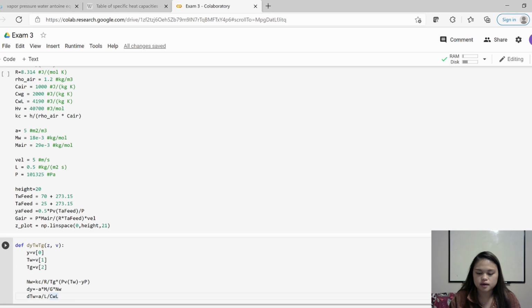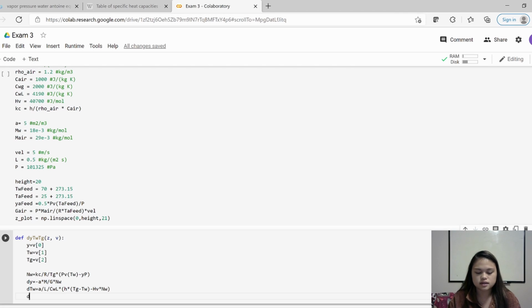And then multiplied by the heat transfer coefficient multiplied by that driving force, so that temperature of the gas minus the temperature of the water. And then subtracted by the heat of vaporization multiplied by the molar flux. Now for the last one is the temperature of the gas.